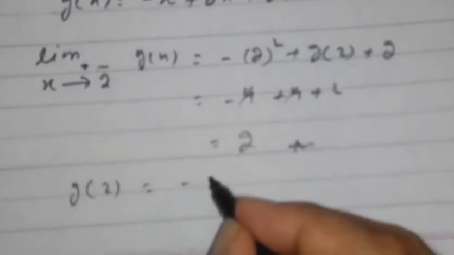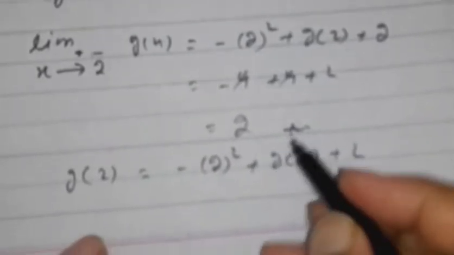And also g of 2 equals minus 2 square plus 2 into 2 plus 2, so here we get -4 plus 4 plus 2, these two cancel, we get 2. Now look, the limit as x tends to 2 from the left of g of x equals g of 2. So the function is continuous at x equals 2.